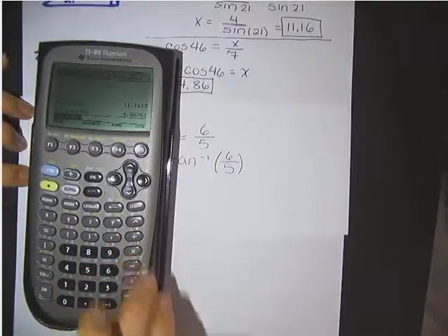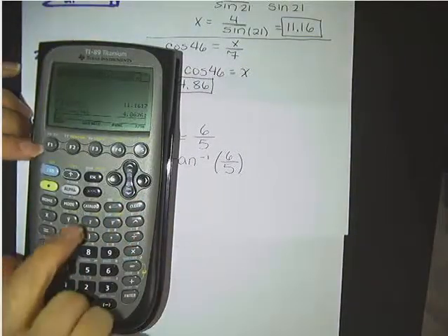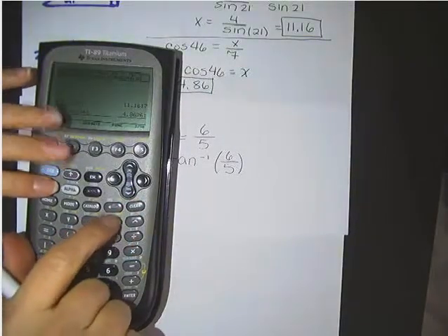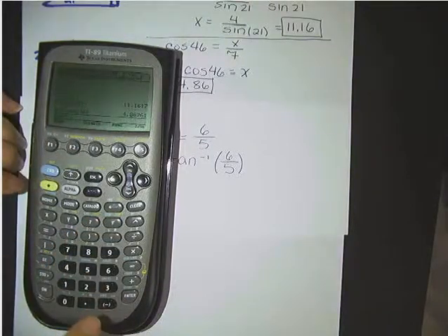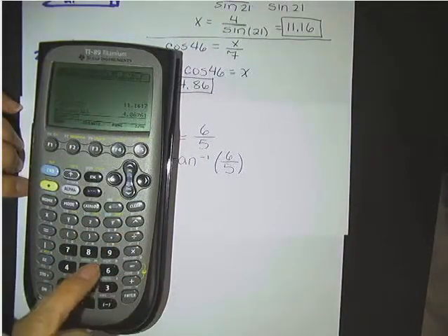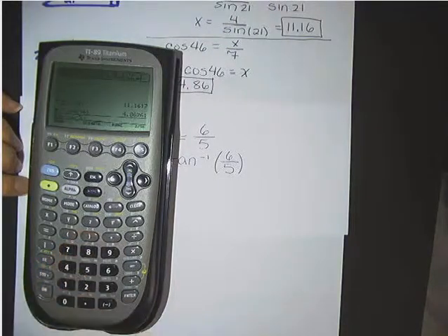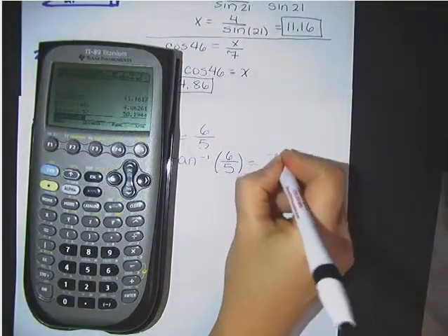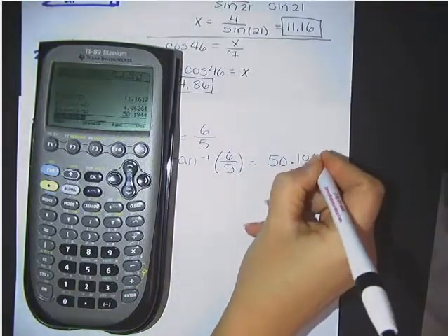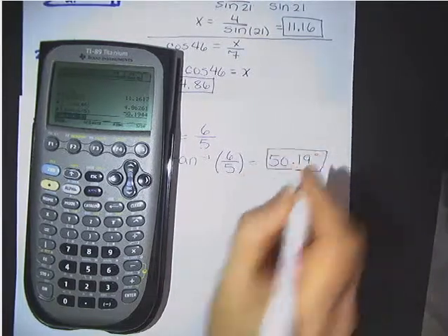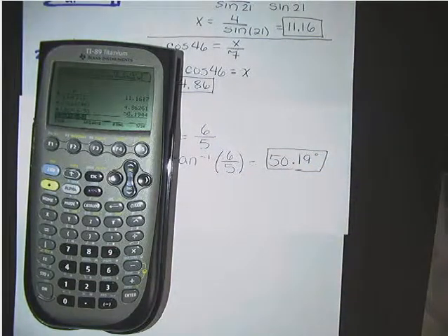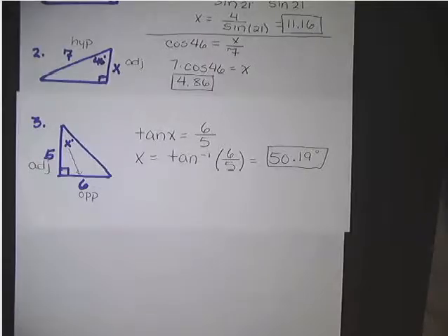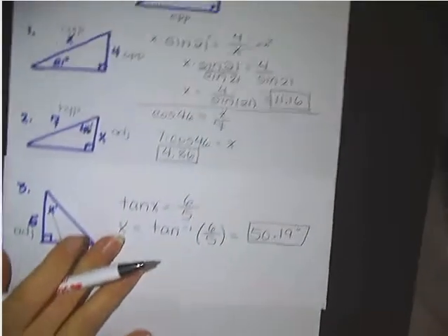So to put that in my calculator, I'm going to push second tangent, inverse tangent, make sure it gives you that -1, of 6 divided by 5. Make sure you put your parentheses in. And that's 50.19 degrees. Now, if you're not getting these answers, make sure you come in and clear that up in case you're having calculator problems. Okay, so that's the 3 basic kinds of trig problems.